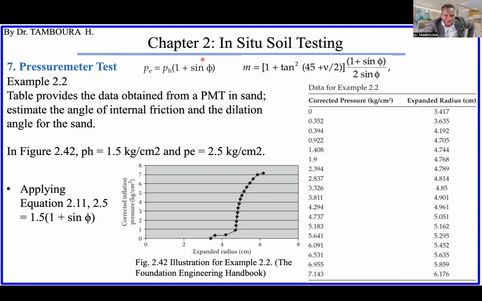So if we apply this equation, we can obtain this one. By applying this equation, we can obtain this. This is just the slope, okay? And then from that, we can obtain this phi, about 42 degrees.